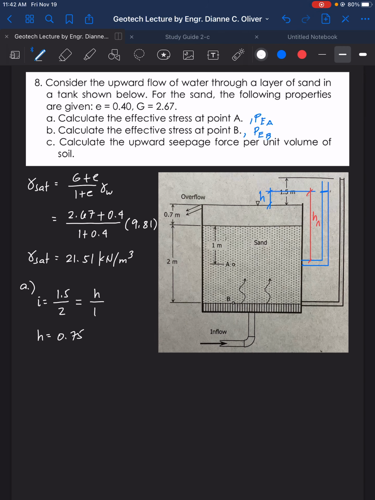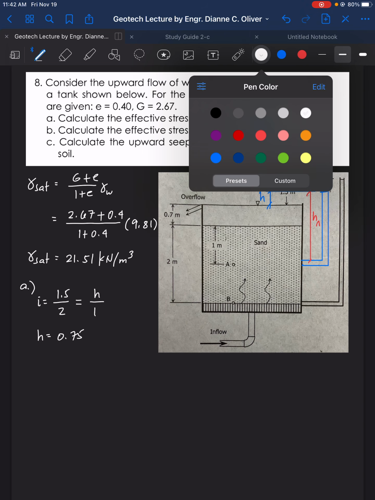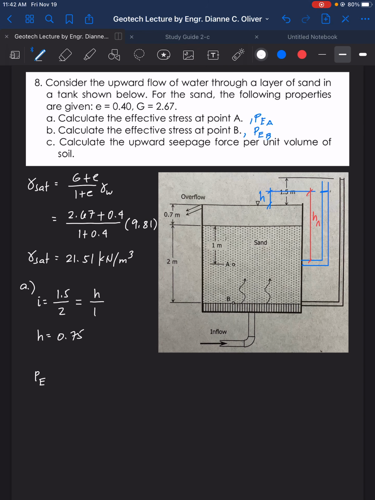So we got there. Let's do the shortcut. P effective at A is now equal to the gamma buoyant, so gamma buoyant of the soil.